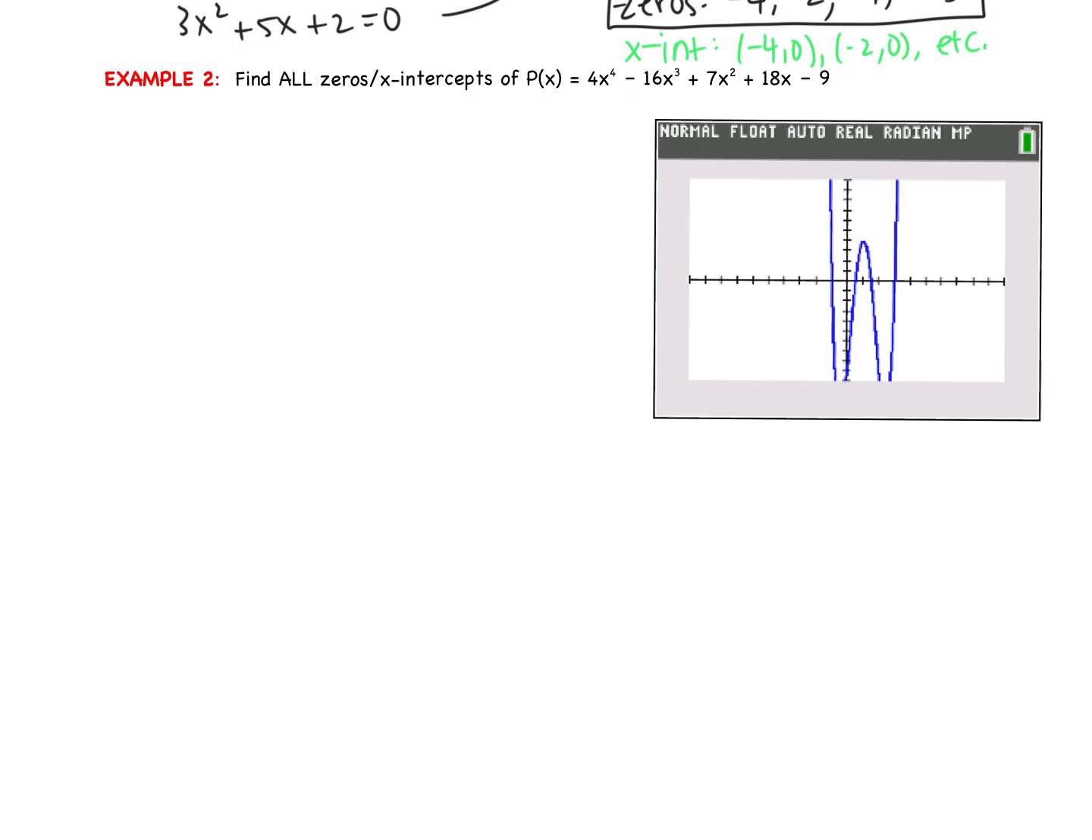Is that the graph that we ended up with? A little different? Can anybody confirm that their graph looks like mine? It does. Okay, great. Thank you so much. Are there any zeros that are very obvious and apparent?